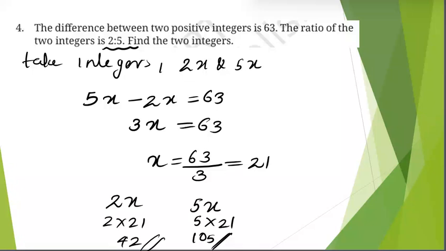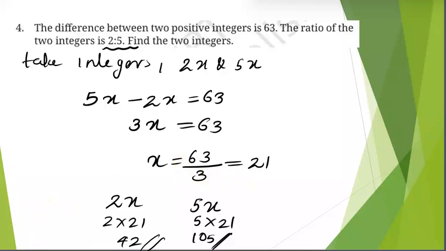Got it? The ratio was given, and we took the integers according to the ratio, and given that the difference was 63, we set the difference equal to 63, and hence we find the value of x. Got it? Okay.